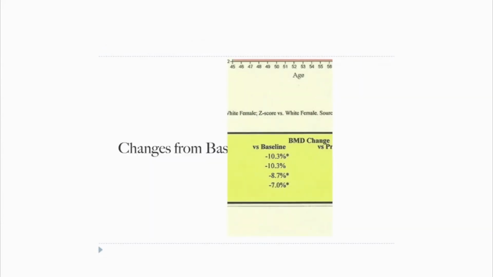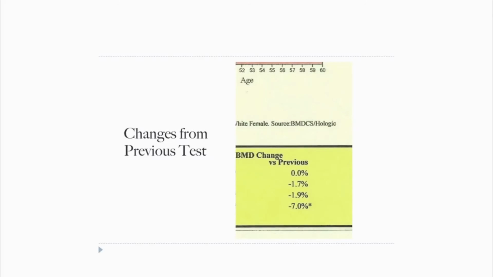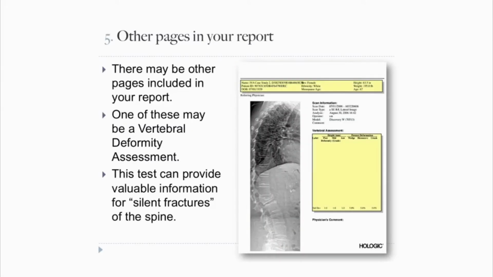Now, this again is just highlighting the change from baseline, so you can kind of hone in and see what's happened. This is another example of someone who had change from baseline, and this is another example of change from the last test.